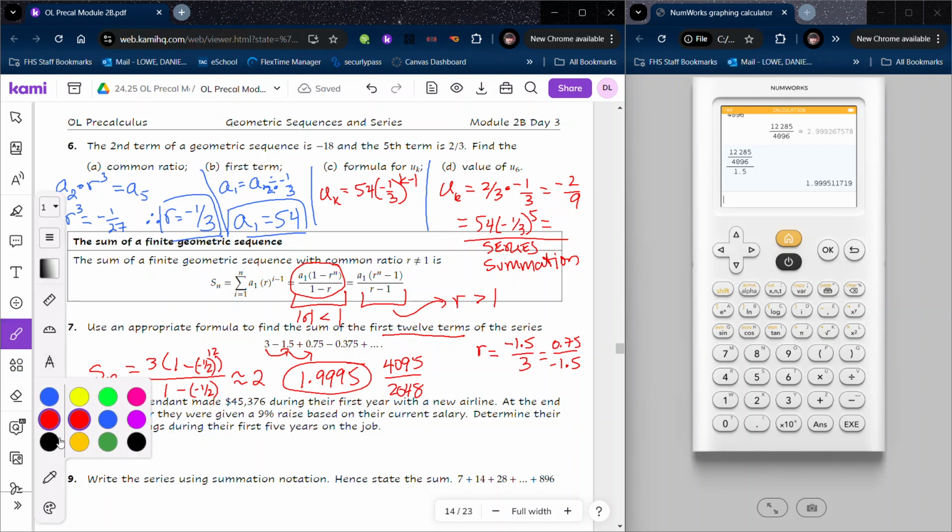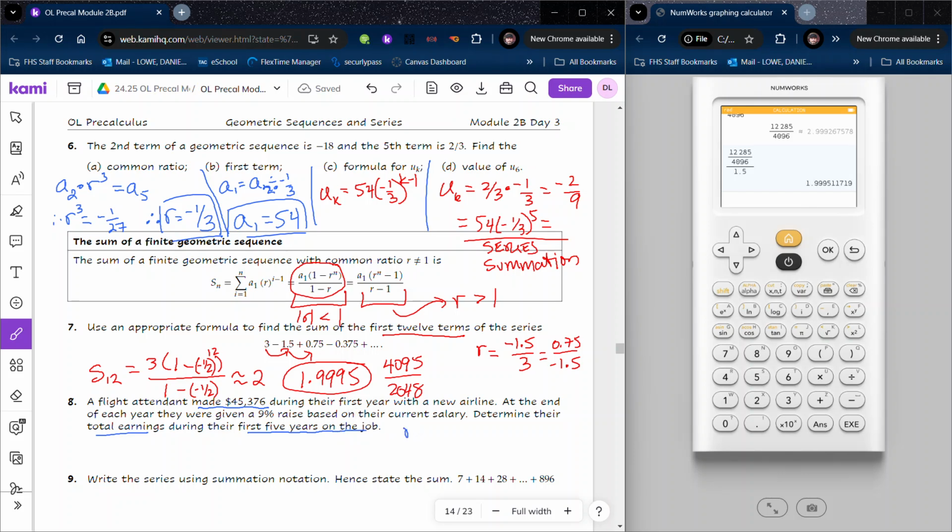So our next question: a flight attendant makes $45,376 during their first year with the new airline, and at the end of each year, they're given a 9% raise based on their current salary. Determine their total earnings during the first 5 years on the job.